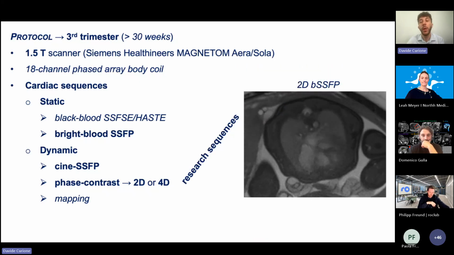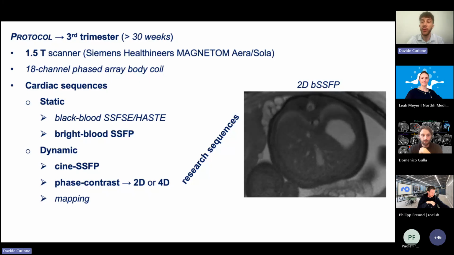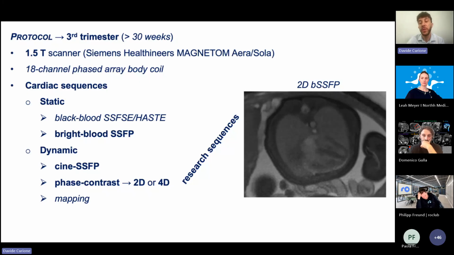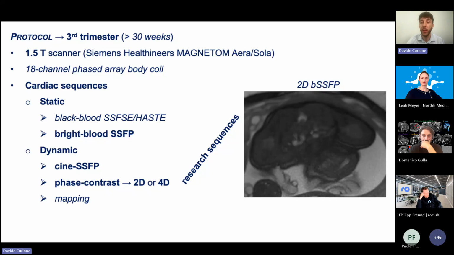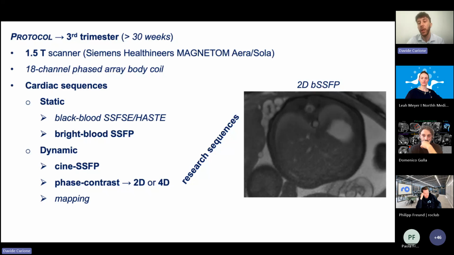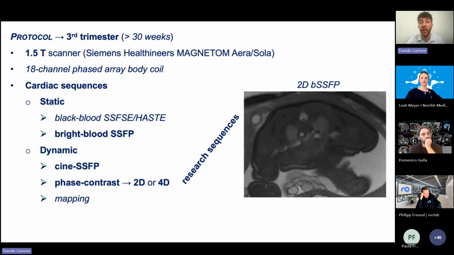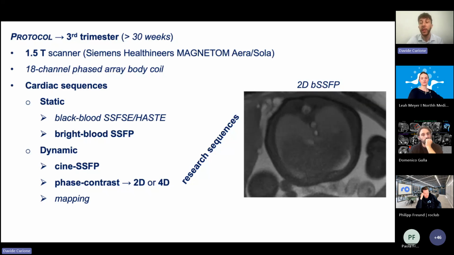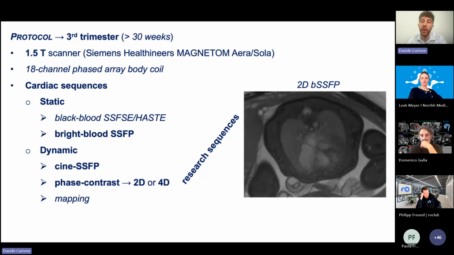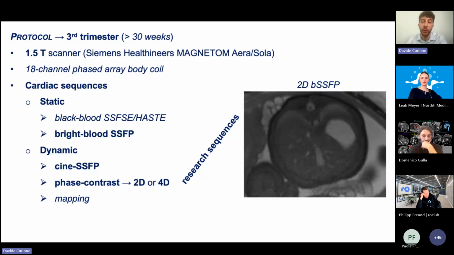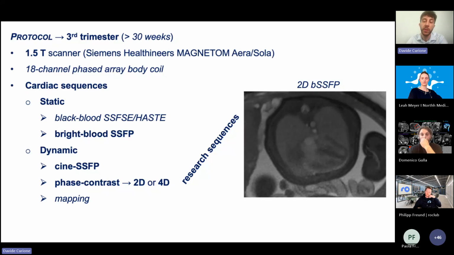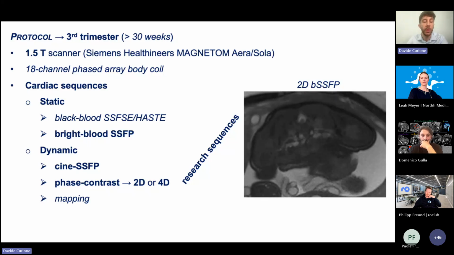As mentioned earlier, we also introduced some research sequences of the various types available. We mainly use this one for its static images, which provide excellent image quality and are readily available at the scanner. Although by sending the raw data to a partner center in Switzerland, it is also possible to obtain a cine version with in-plane and through-plane motion correction of these sequences, and we'll see some examples later on.